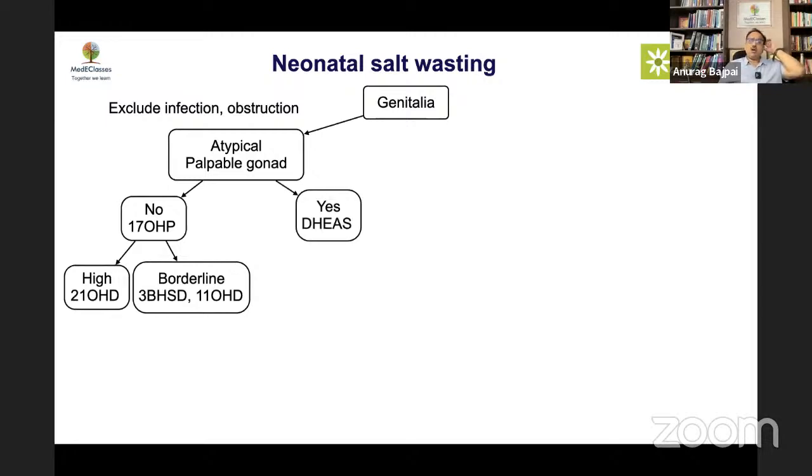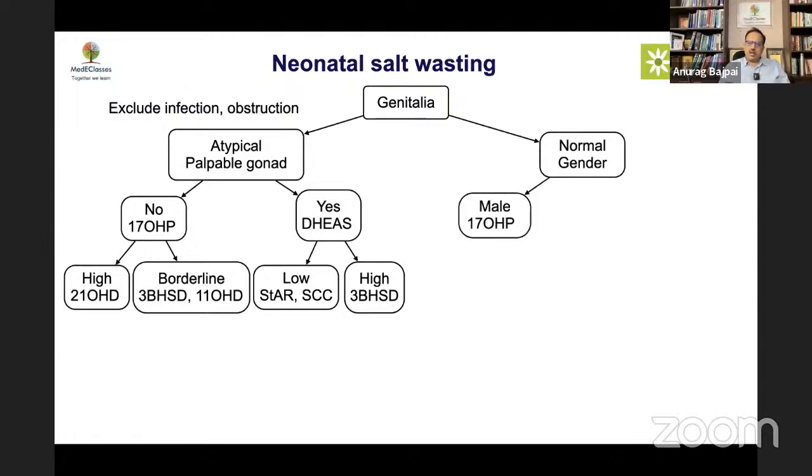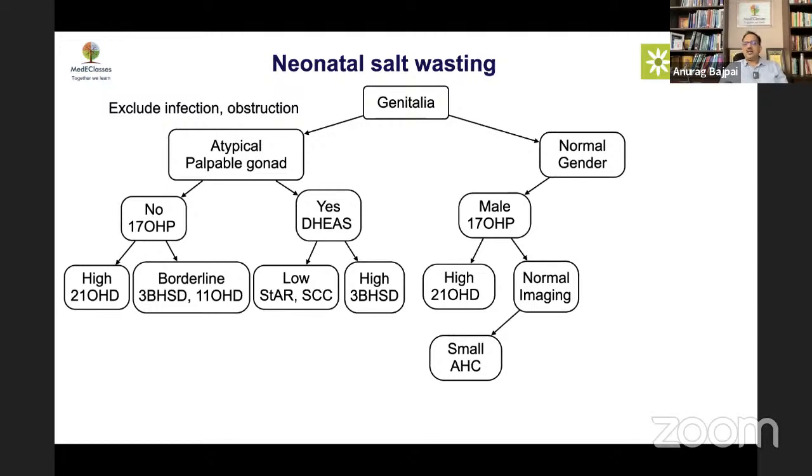If, however, you have got a palpable gonad, it will indicate the possibility of a XY-DSD with salt wasting. Look at DHEAS. If your DHEAS is low, this is a proximal defect, as Pratik was talking about. If it's high, this is like a 3 beta hydroxysteroid dehydrogenase deficiency. If your genitalia is normal and you have a male, you look at 17-OHP because CAH will often be missed. If it's high, this is 21 hydroxylase. If it's normal, do imaging. And if imaging shows small adrenals, that is adrenal hypoplasia congenita. If it is large, then you start talking about other things which we'll discuss subsequently.